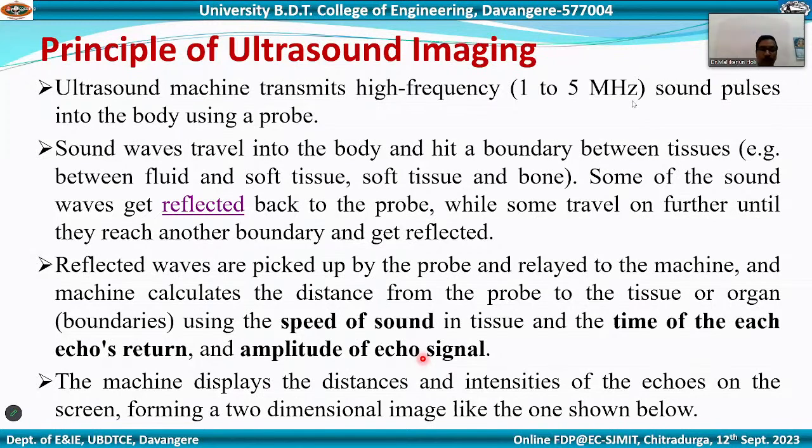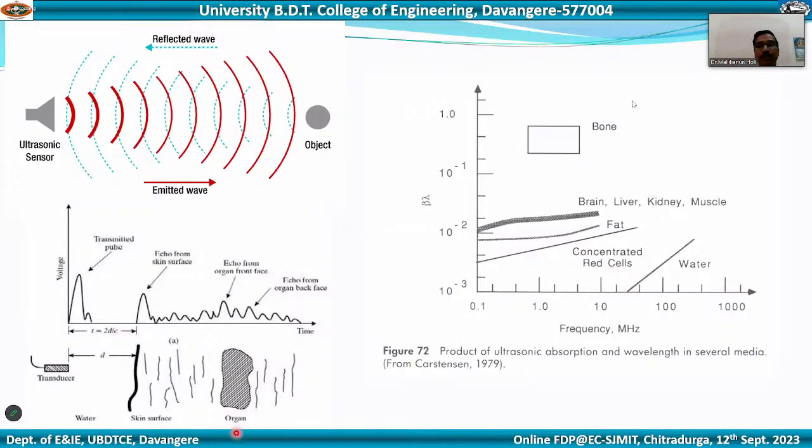Once we collect this information, we use computer systems to process this data. The distance data, intensity data, and amplitude data are processed, and that information can be projected onto a screen, which appears as a 2-dimensional image. So this is how the concept works.